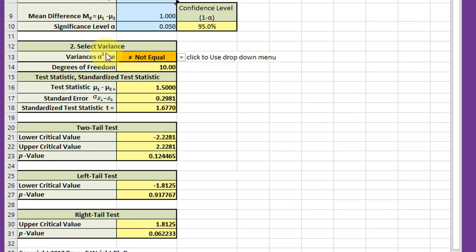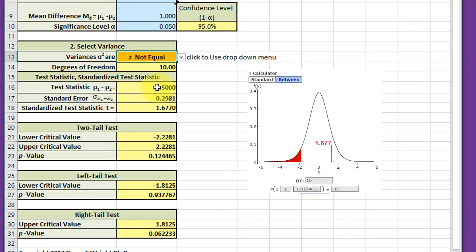Remember to set this switch on whether or not the variances are equal or not equal. This problem, they're not equal. We're given our degrees of freedom, our test statistic of mu1 minus mu2, the mean difference, which is 1.5, and a standardized test statistic of 1.6. Then we're given the answers for the two-tail, left tail, and right tail tests.